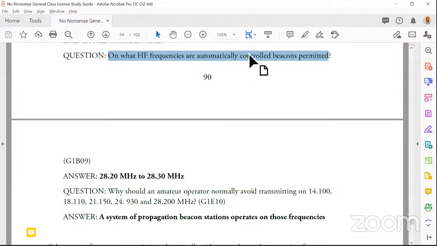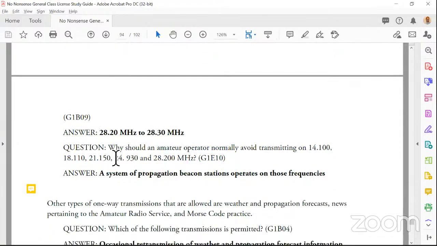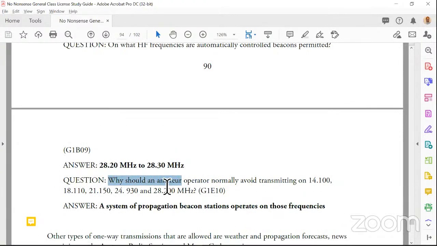So that's called automatically controlled beaconing. And they're asking what frequencies are permitted? Well, we simply need to learn that the answer is 28.2 to 28.3 megahertz. That's in the 10 meter band. Okay, last question before the break.